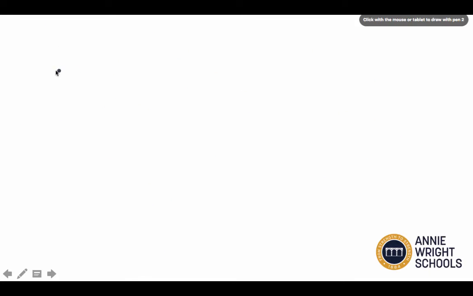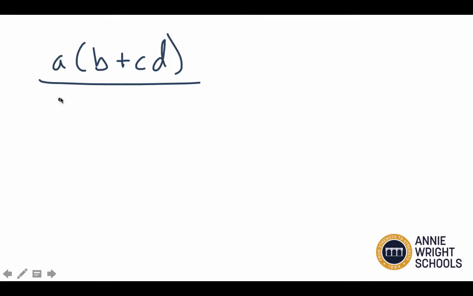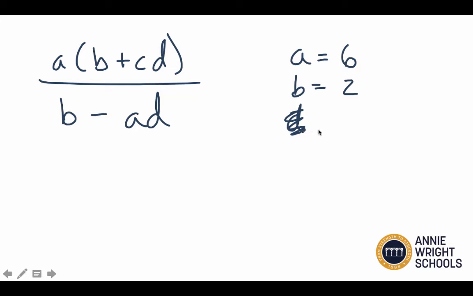Here's another example for you. How about A times B plus CD, divided by B minus AD? A is equal to 6, B is equal to 2, C is equal to 3, and D is equal to negative 5. Give yourself a moment, pause the video, and try that one.